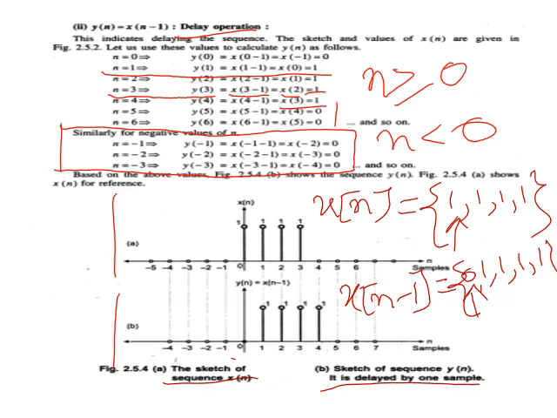See here, at 0 the amplitude level is 0. At 1 the amplitude level is 1. At 2 amplitude level is 1. At 3 amplitude level is 1. At 4 amplitude level is 1. And in the original signal at 0 the amplitude level was 1. So this is known as the delay operation.